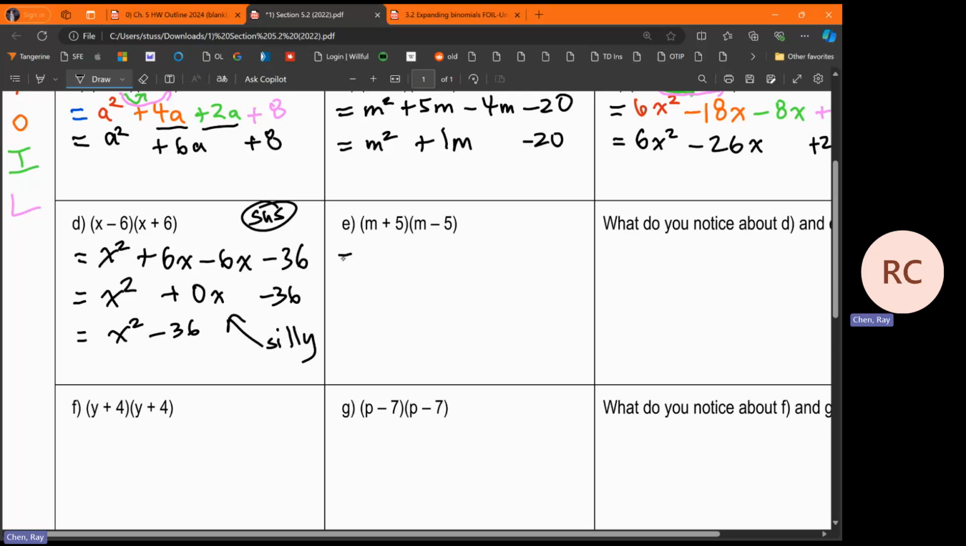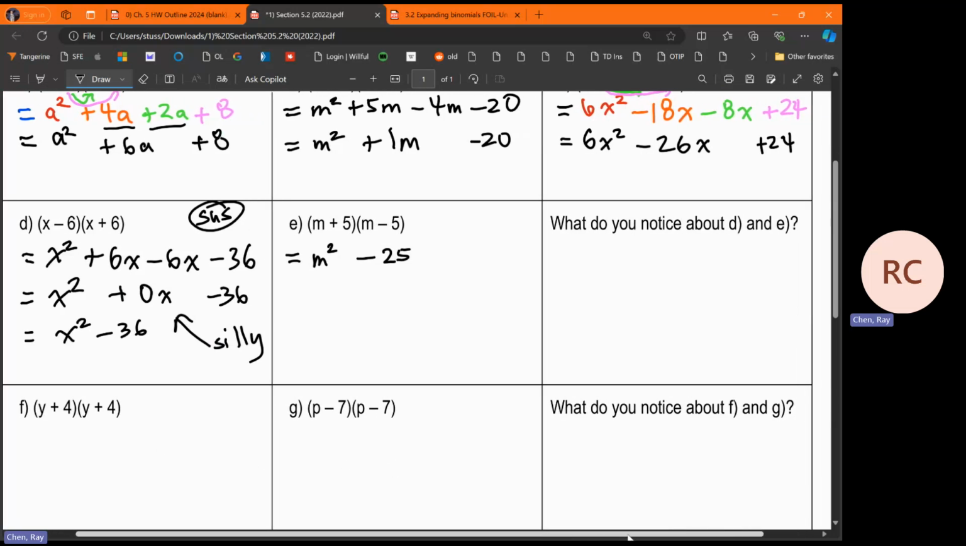So let's see if you want to pause the video. Try to do this one without using FOIL. Now, some of you are saying, what? Foiling is the technique that we're showing you? I'm going to give you the answer. The answer is m squared minus 25. So what do you notice about these answers? Well, it seems like in our examples A, B, and C, we had trinomials, but for D and E, we got binomials. That's pretty good.